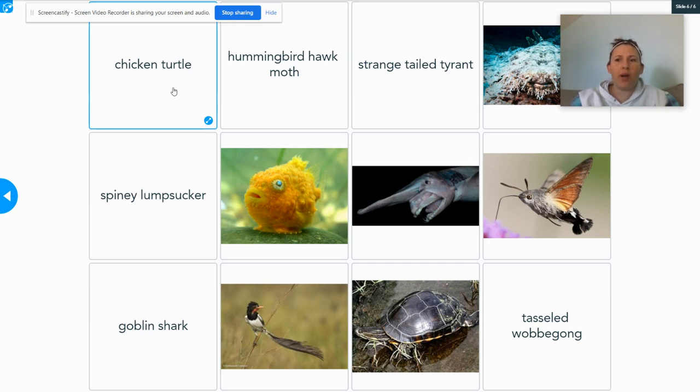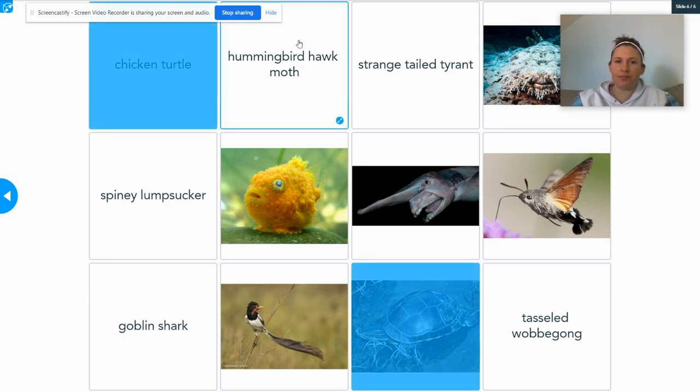Some of these give themselves away easily. So for example, chicken turtle. There's no animal on here that looks like a chicken, but there is one that looks like a turtle. So you can probably get a good idea that that's what it is.